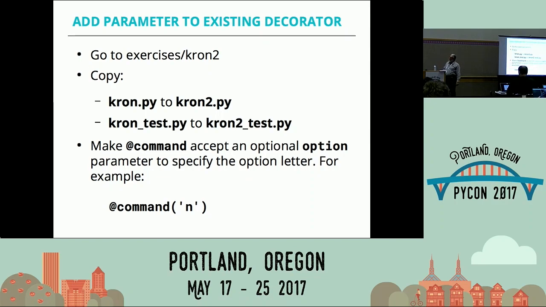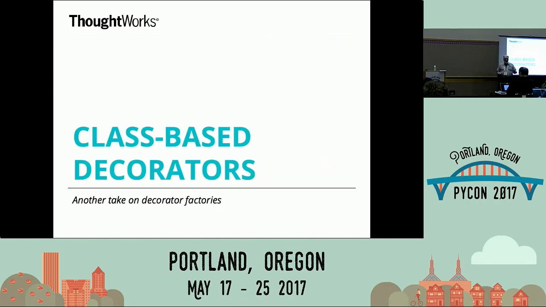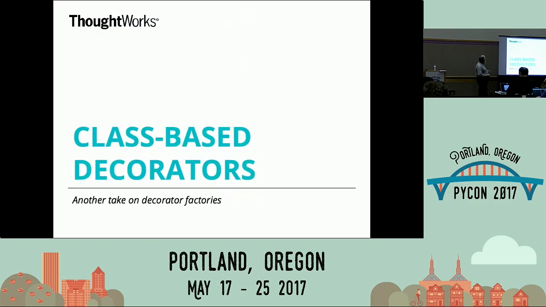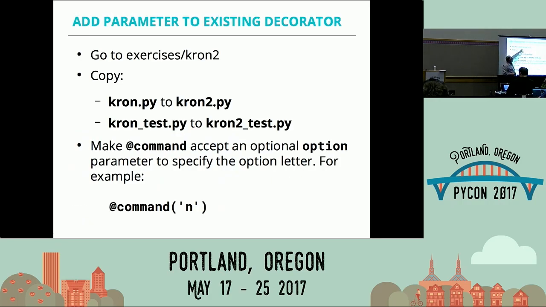So, okay, I'm going to leave this as homework for you, okay? But I promise, if you write to me, I will help you solve the problem if you have difficulties. I will give you my email soon, but the homework is, in the repository there is exercises/cron2, so it's the source code of that cron example, and there's also a simple test, and the idea is to transform cron, the command decorator, into a parameterized decorator that allows you to pick the letter for the option.